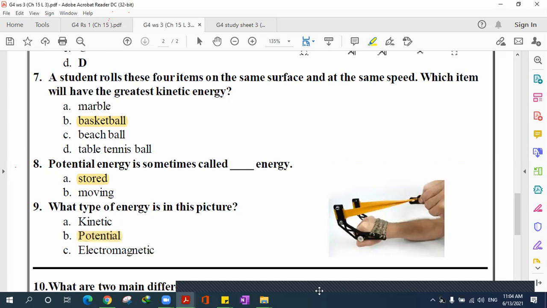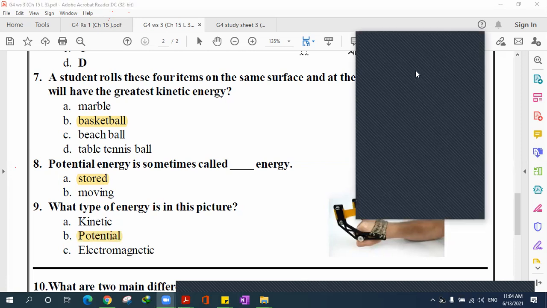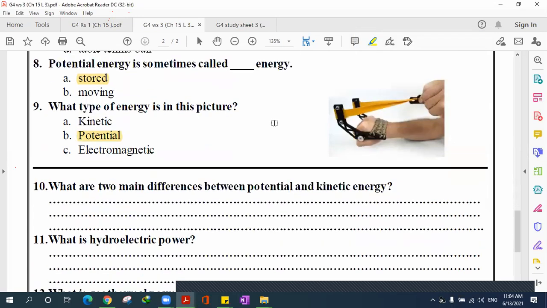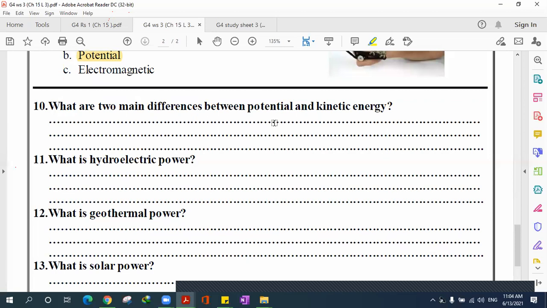Now, who's next? We have Joyda, Jana, and Jumana. So you guys know the order. Joyda here, number 10: what are the 2 main differences between potential and kinetic energy? Can you tell me the answer?